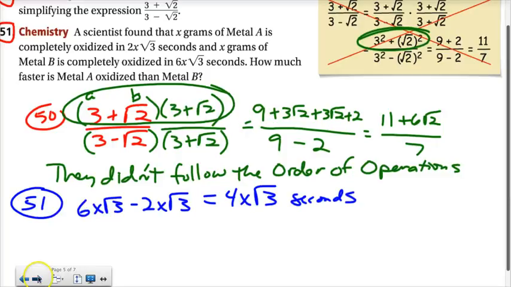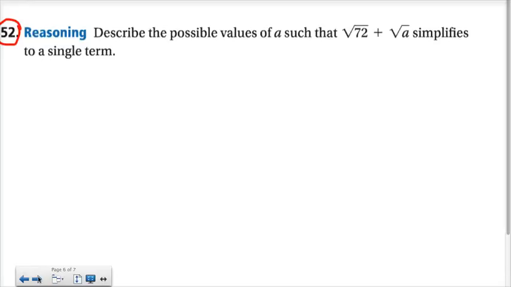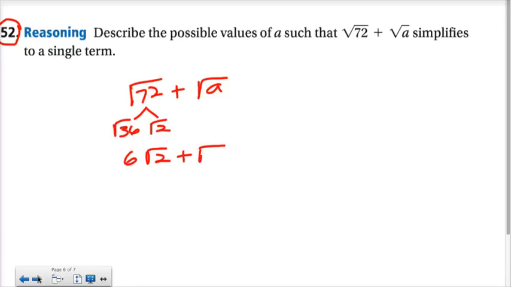All right, next one. 52 says, describe the possible values of a such that the square root of 72 plus the square root of a will give you a single term. This is what they're asking us to do. They're saying, find numbers for a that would allow you to add these terms together. So, first thing I need to do is simplify that square root of 72. And we actually did that in homework 3 times now. So that's 6 square roots of 2 plus the square root of a.